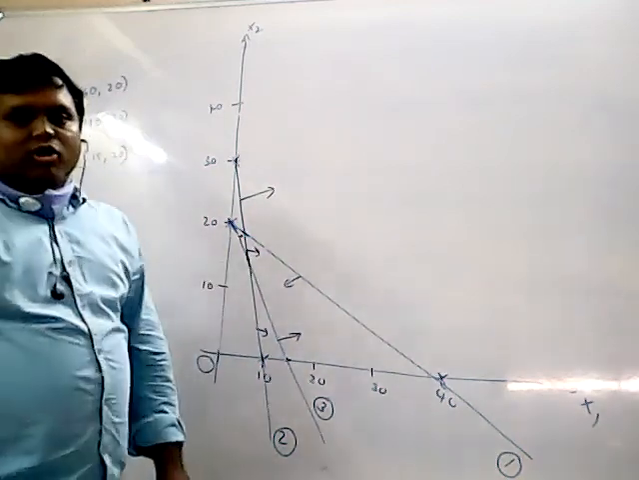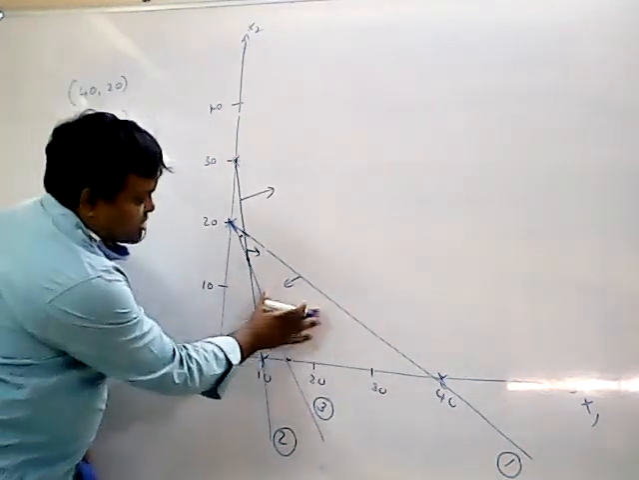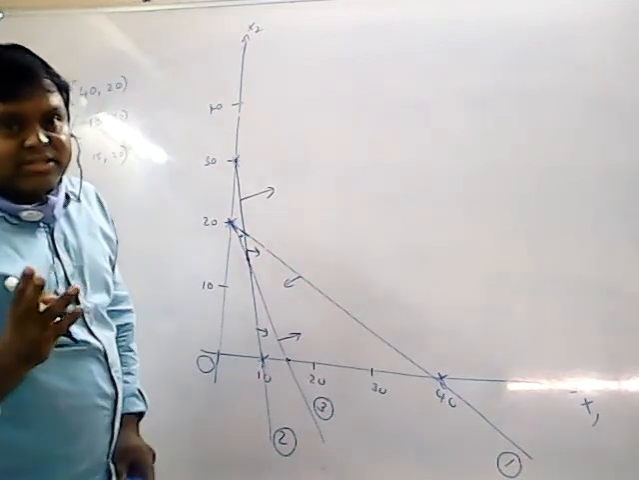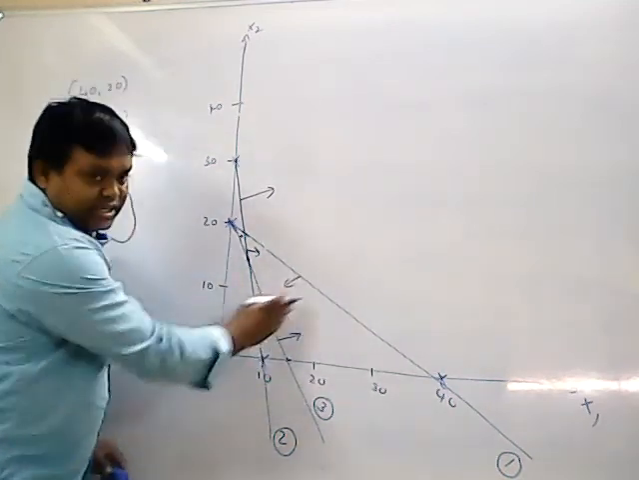Now identify the common part. Common part is where all the shadings overlap. So this part is the common part. If you have three color pencils, just shade this one. First one is less than equal to, shade like this.